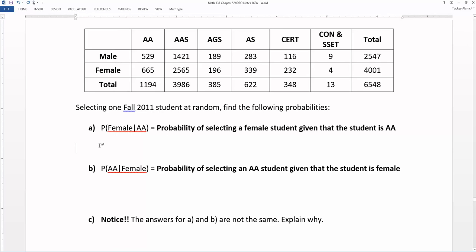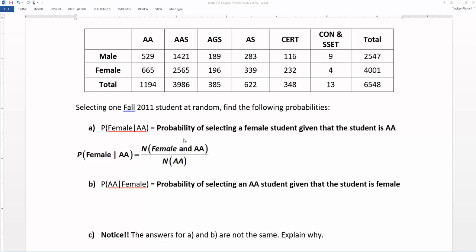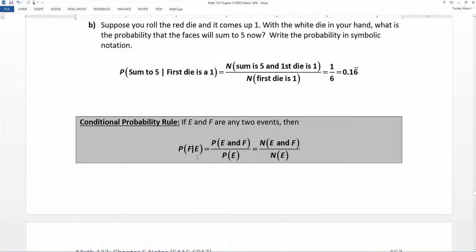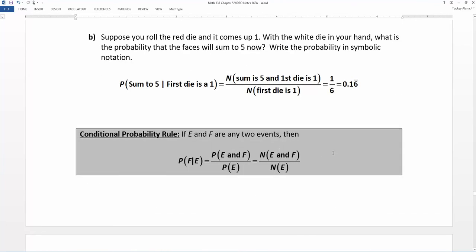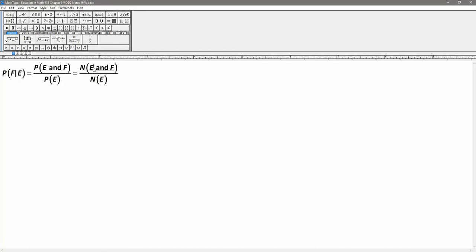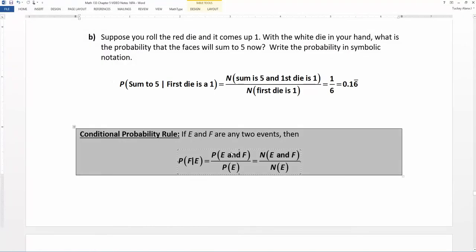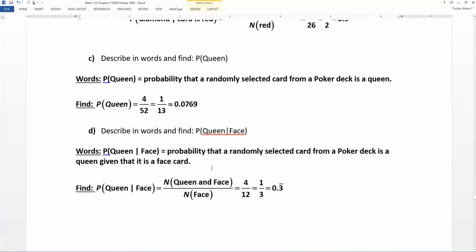Okay, so the way we're going to do this is we're going to find the probability of female given AA, by taking the number of female and AA and dividing it by the number of AAs. There we have it. And again, I'm just using the formula up here, right? We're taking the number of both. So in our case, it's female and AAs, and we're dividing it by the given that part, which in our case is AA.